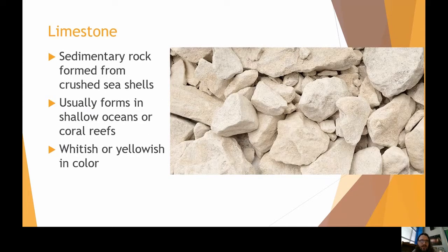All right, another sedimentary rock that we will be looking at here today is limestone. This is a sedimentary rock formed from crushed seashells. This usually is going to form where you would expect to find seashells, so things like shallow oceans and coral reefs. Over long periods of time, basically all these shells kind of crunch together and form limestone. It's typically going to be whitish or yellowish or sometimes kind of brownish in color, but it should be kind of a pale colored rock in general.